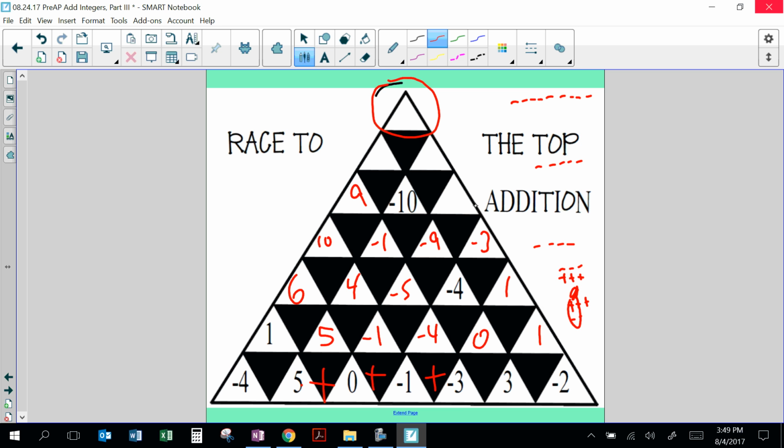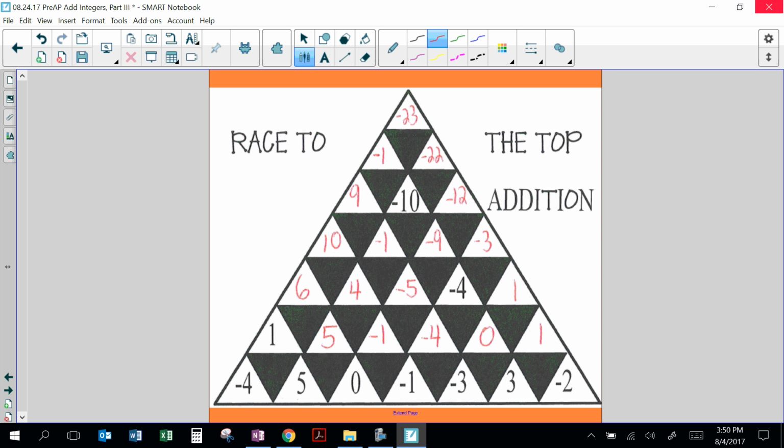-9 plus -3. That's a lot of negatives to add up. That's -12. 9 plus -10. I have more negatives by 1. -10 plus -12. Any 0 pairs? No, that'll be 22 negatives. So 1 negative adding with 22 negatives, that's 23 negatives. So the final answer, the final sum is -23. Let's check my work. Woohoo! And I got it.